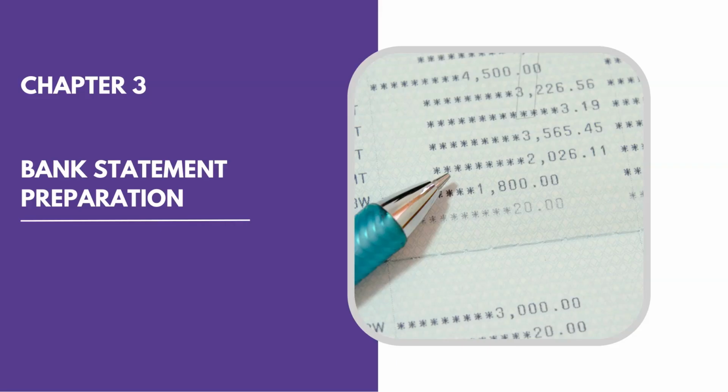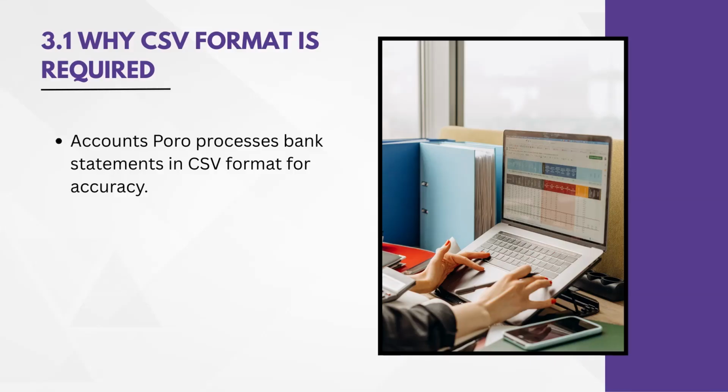This chapter is about preparing your bank statement to ensure smooth reconciliation. For now, Accounts Poro is only accepting bank statements in CSV format. CSV format is an Excel-type spreadsheet that you can download from your online banking account. That is, if you have online banking. Otherwise, you can always ask your bank to produce one. We require CSV format as it is accurate and reconciles with the data, whilst the PDF version may not perform exceptionally well. Hence, we recommend bank statements in CSV format.